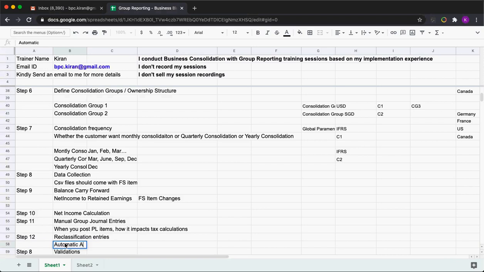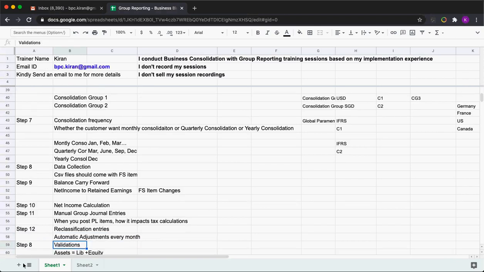Automatic adjustments every month. This you can create reclassification. One method you can create, you can add this one. How to do this one? We are going to discuss.